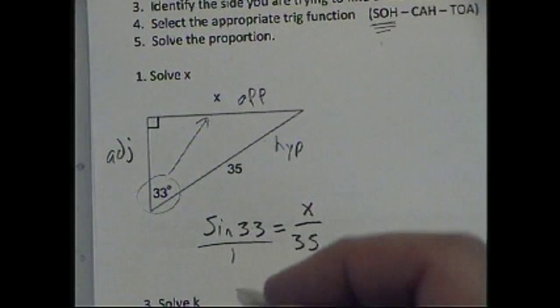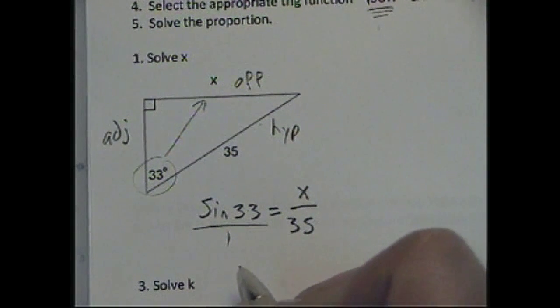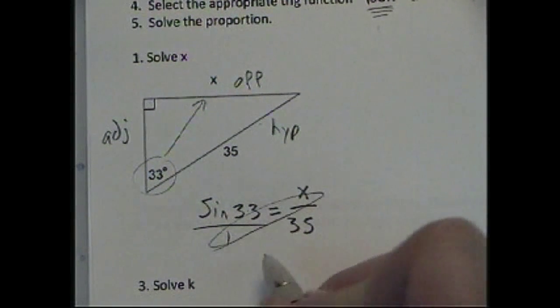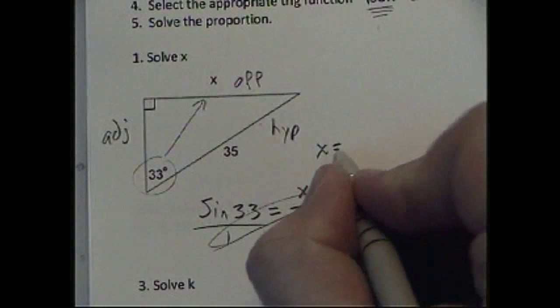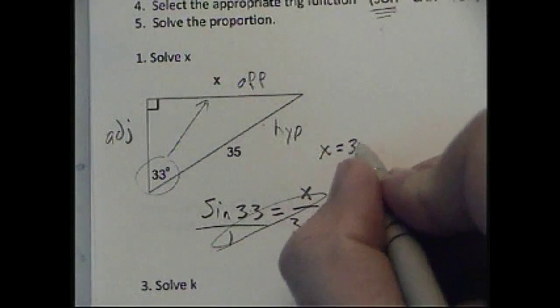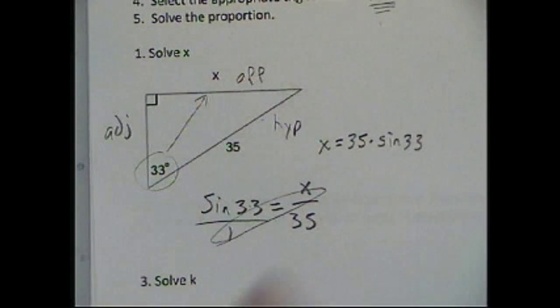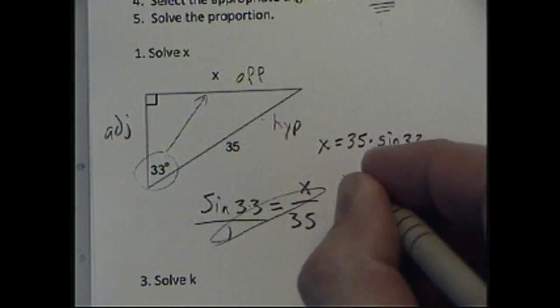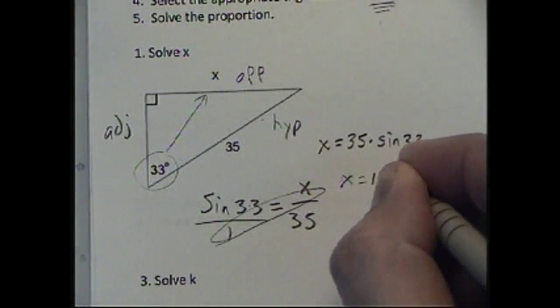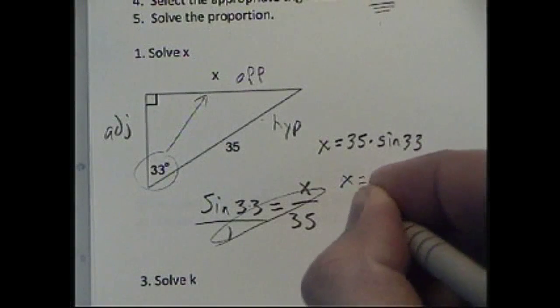Now, some teachers do it differently, but I like to put this as a proportion. We cross multiply this way, it's just x. This direction, it's 35 times the sine of 33. When you cross multiply and type 35 times the sine of 33 into your calculator, you end up with x being 19.062. We'll round that to 19.1.